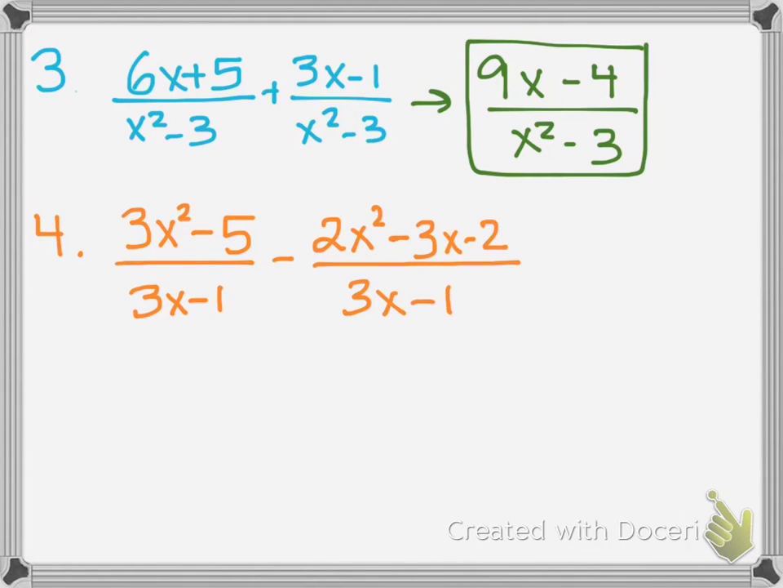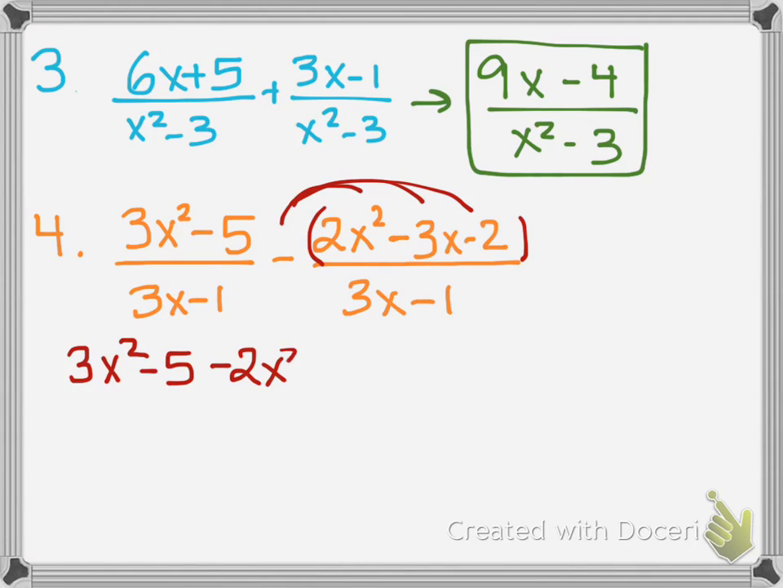Okay, so number 4, also, both of these fractions have the same denominator. However, we need to put in our parentheses, and we're actually going to distribute the negative since we have a trinomial. Alright, so this is going to turn into 3x squared minus 5 minus 2x squared plus 3x plus 2 all over 3x minus 1.